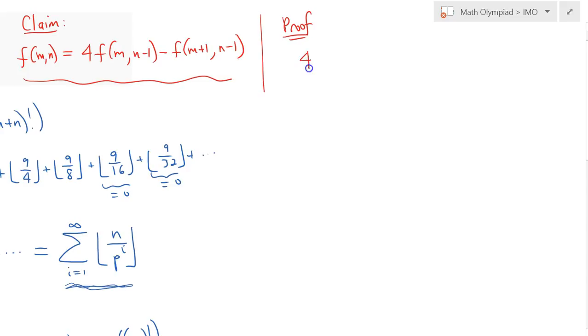So we have 4 times, and I will replace n with n minus 1. So our expression will become 4 times (2m)!. The first one didn't change, the other one would change. It would become (2n minus 2)!, and all divided by m! times (n minus 1)!, and then times their sum, (m plus n minus 1)!. So that's the first part.